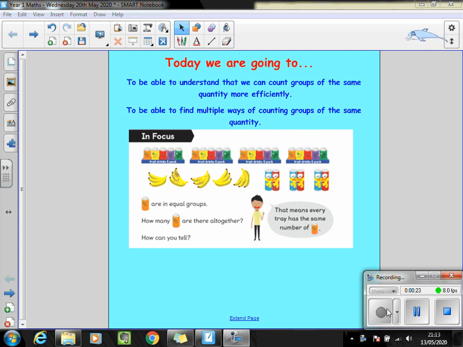We've got some fruit drinks in packages, we've got some bunches of bananas, and we've also got some pots of Pringles. The fruit drinks are in equal groups. How many fruit drinks are there altogether? How can you tell? And remember that equal groups means that the same tray has the same number of cartons. Pause the video and talk to your adult.